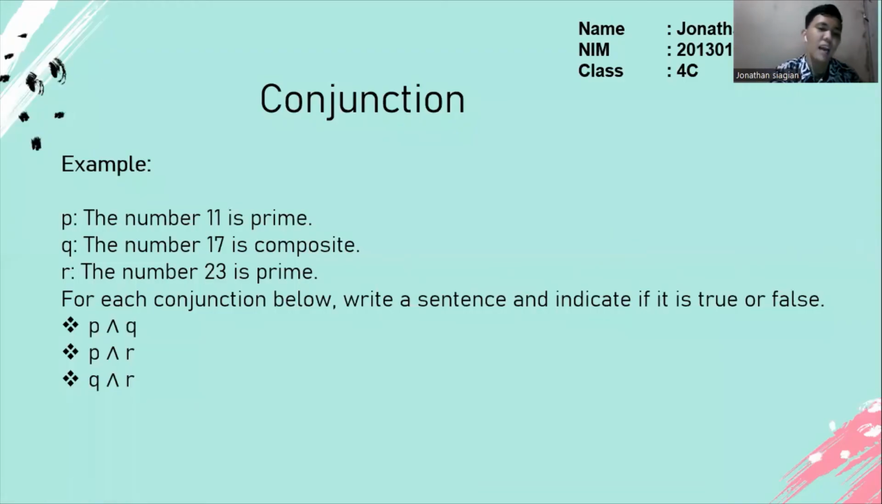For example, we have 3 statements. Statement P: the number 11 is prime. Statement Q: the number 70 is composite. Statement R: the number 23 is prime. For each conjunction below, write a sentence and indicate if it is true or false. First, P conjunction Q; second, P conjunction R; and third, Q conjunction R.